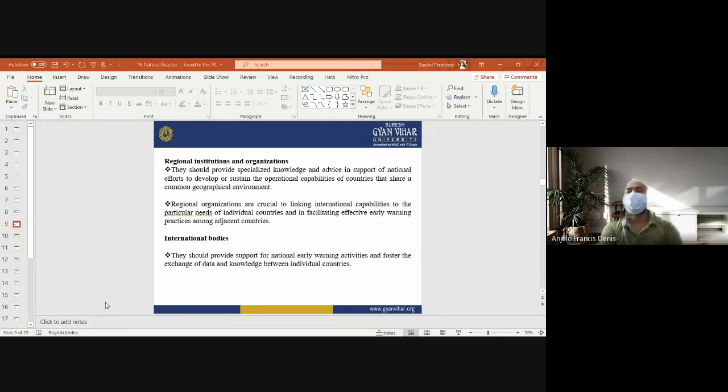They provide specialized knowledge and advice in support of national efforts to develop or sustain the operational capabilities of countries that share a common geographical environment. Then regional organizations are crucial to linking international capabilities to the particular needs of individual countries and in facilitating effective early warning practices among adjacent countries.